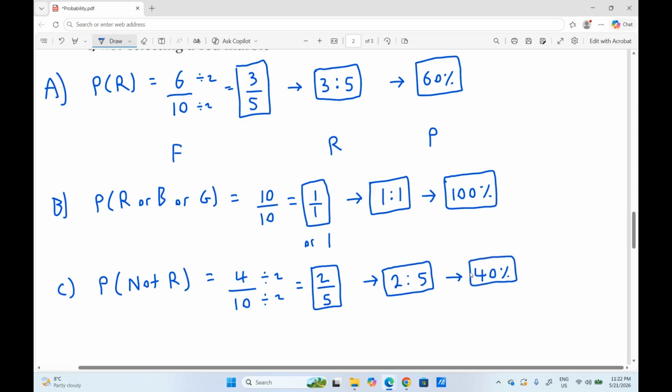Now, notice something here. 60% is my probability of selecting red, but 40% is my probability of not selecting red. Notice 60 plus 40 is 100%. So I have a 100% chance of either selecting red or not selecting red, because not selecting red means I get blue and green. And we already know if I can take any of those colors, I basically have a 100% chance of reaching into the marble bag and getting any of those colors.